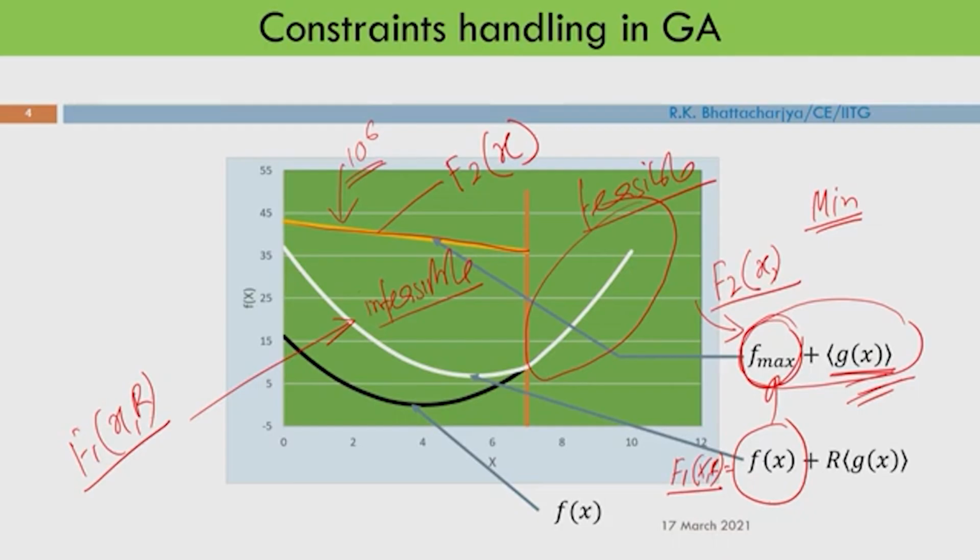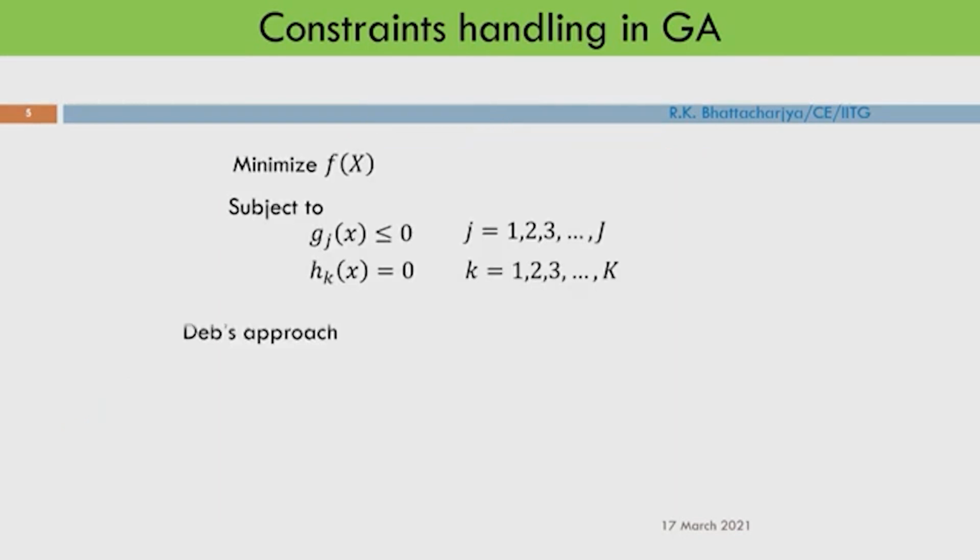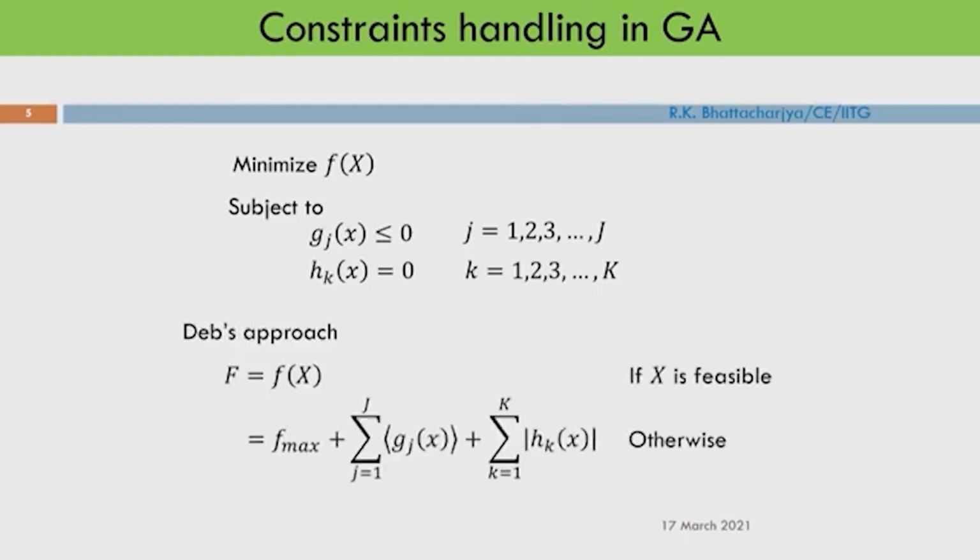Suppose one solution is near the constraint boundary and another solution is away from the constraint boundary. Then the solution near the constraint boundary will be selected in this case. So, this approach was given by Professor Kalyanmoy Deb.